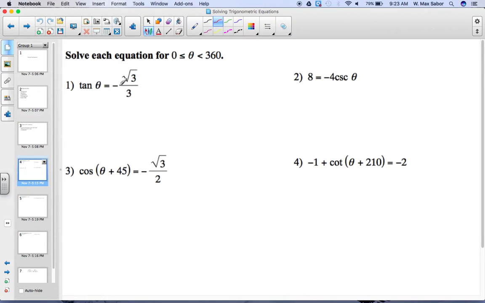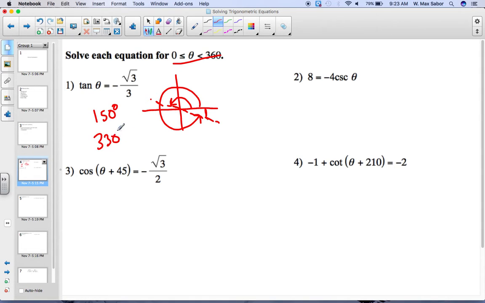So if we have tangent of theta equals negative square root of 3 over 3, and we're solving that in this range, well, we should remember that this is talking about the slope being negative square root of 3 over 3. So we have actually two answers. One is here, one is here, and that's 150 degrees, and then this is 330 degrees, are our two answers to this problem.